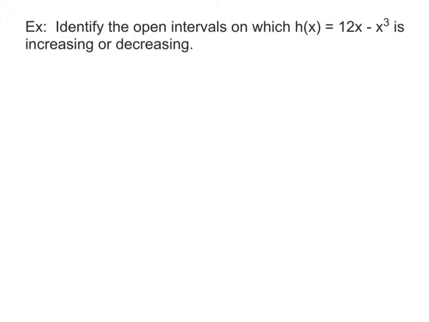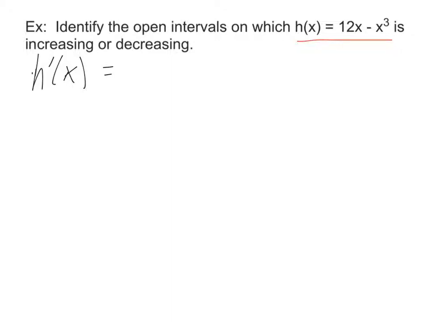Okay, let's take a look at this function here. We want to identify the open intervals on which this function, h of x equals 12x minus x cubed, is either increasing or decreasing. So, first of all, we want to make sure this is continuous, and it's going to be, because it's a polynomial. So let's find the derivative first so we can find our critical numbers. So our h prime of x, find your derivative.